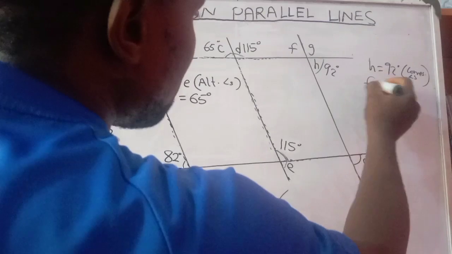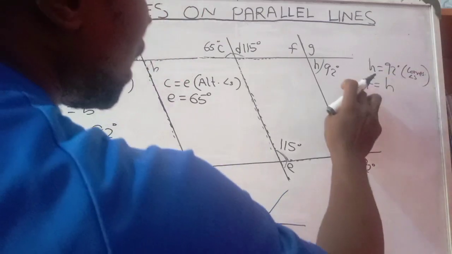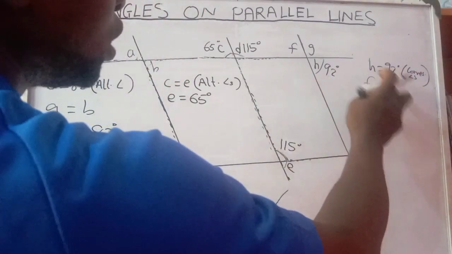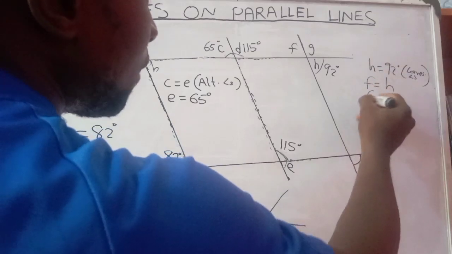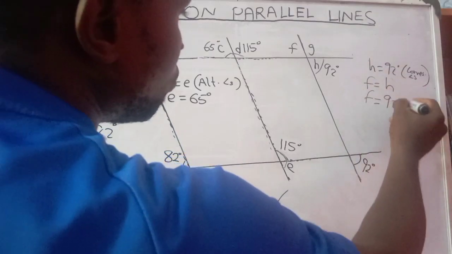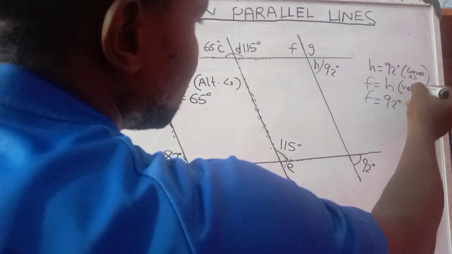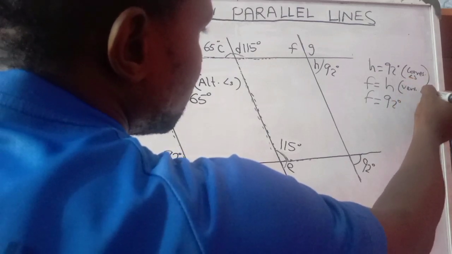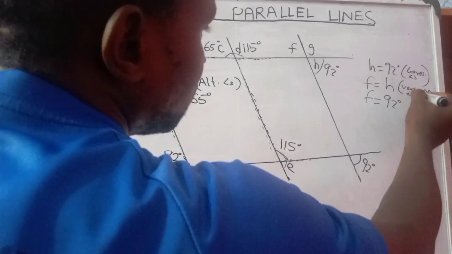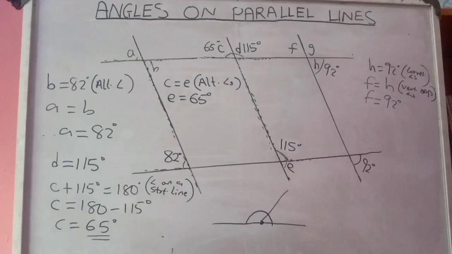That is to say F is equal to H, and we know H to be 92. So therefore F will be 92 degrees. And you know our reason here? That's vertically opposite angles. Vertically opposite angles are equal.